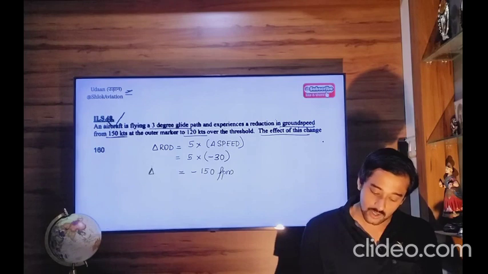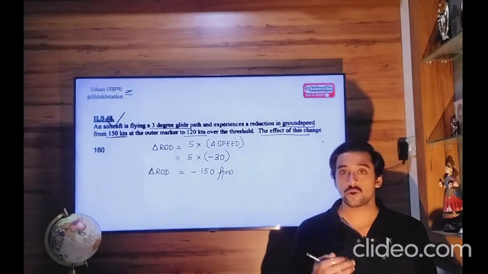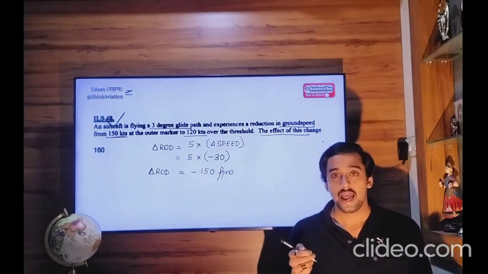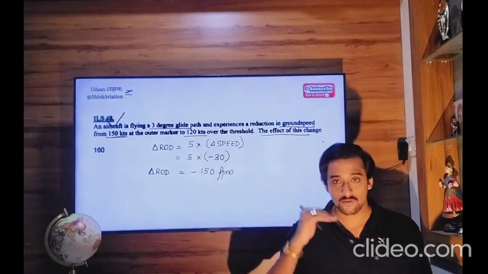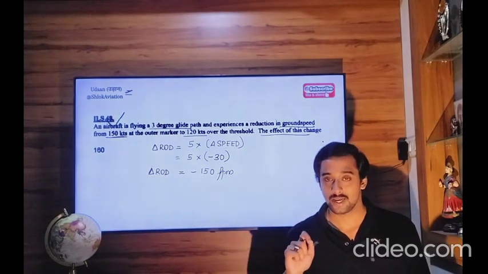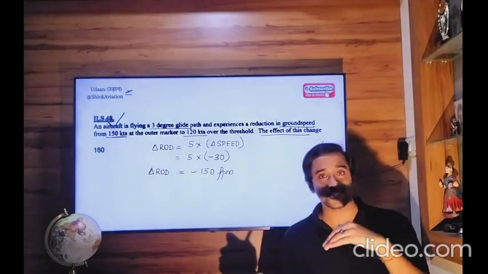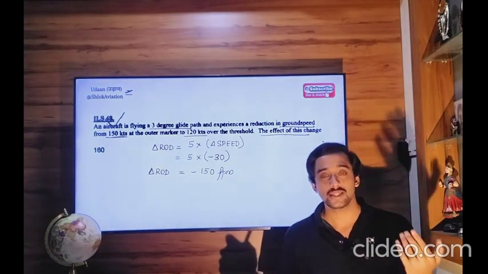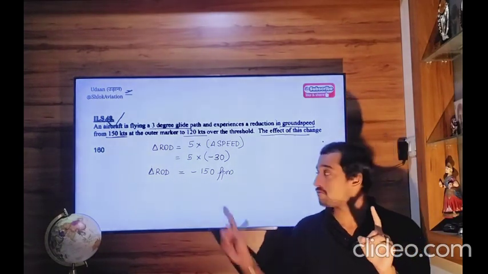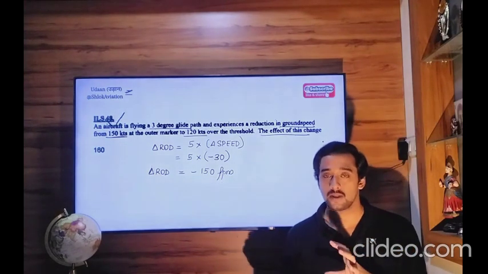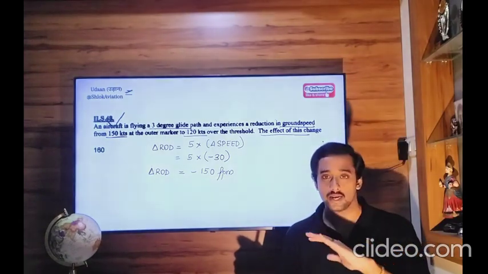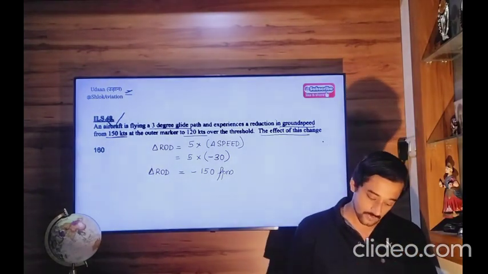So as a pilot, you will have to add a little bit of engine power and slow down your rate of descent by 150 feet per minute. That means if you are descending at 600 feet per minute, you will descend at 600 minus 150, which is 450 feet per minute. You will come down at a slower rate. This is what it means.